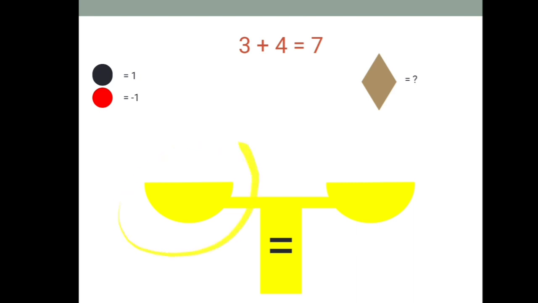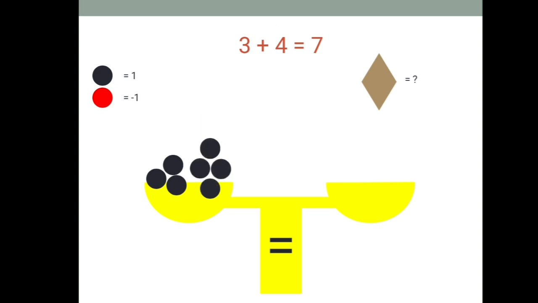Before that, the left side of the equal sign we call the left hand side, and the right side we call the right hand side. Okay, let's interpret the equality. First, to interpret 3, I put 3 black balls in the left hand side like this. And to interpret 4, I add 4 black balls in the left hand side.